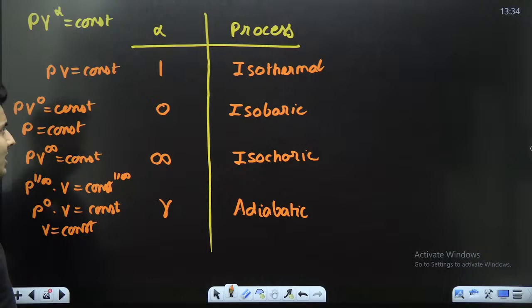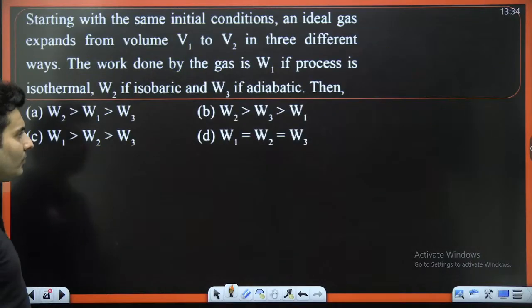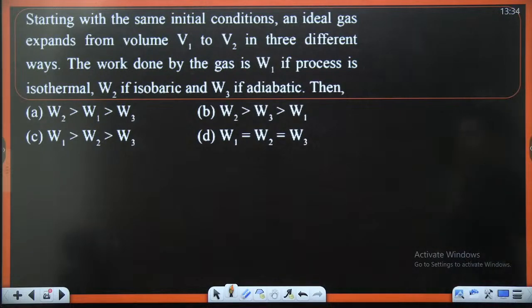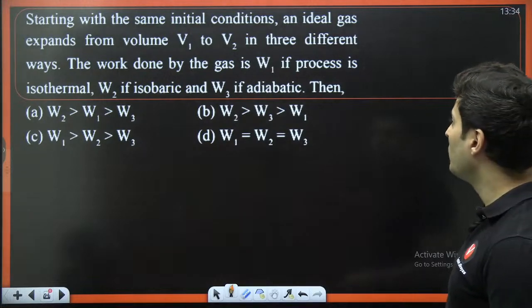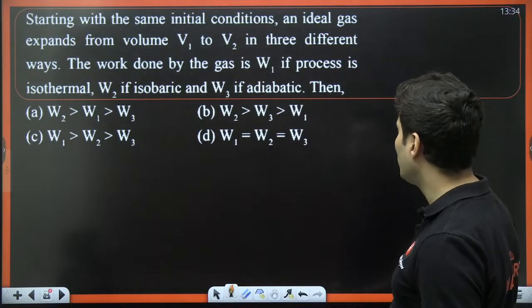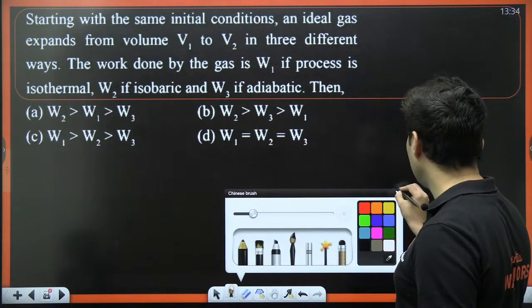I think it's a good time we start solving some questions now. Here is the first question. Starting from the same condition, a gas expands from V1 to V2 in 3 different ways. The work done is W1 if it is isothermal, isobaric and adiabatic. Okay, let's try to think.